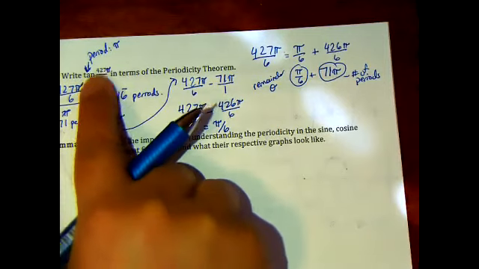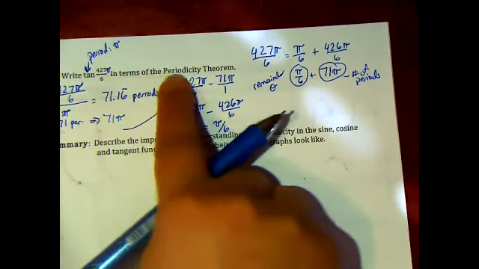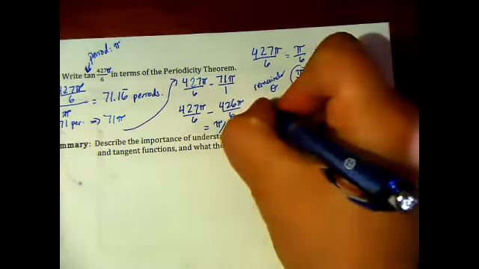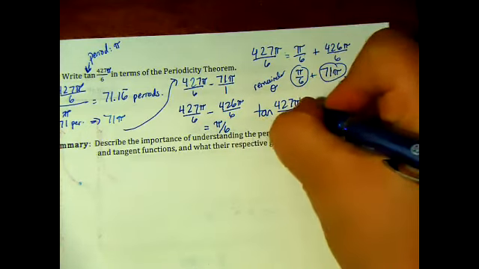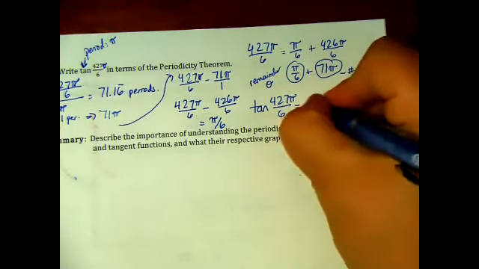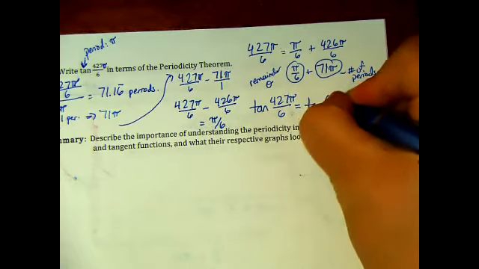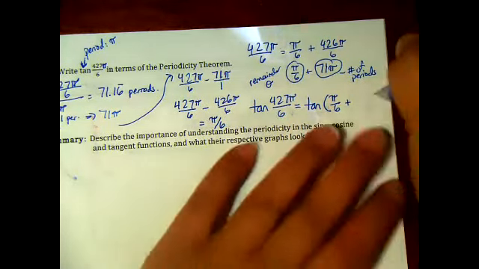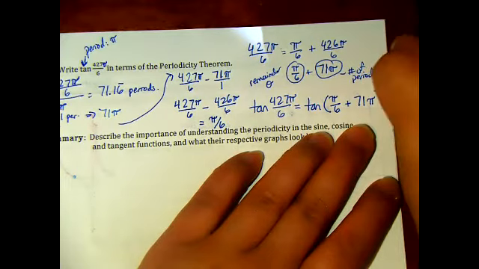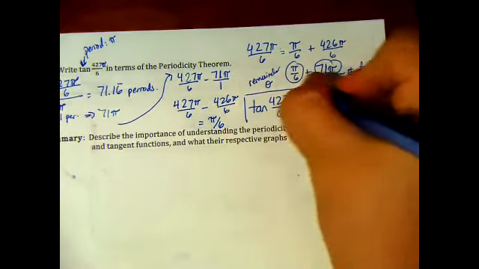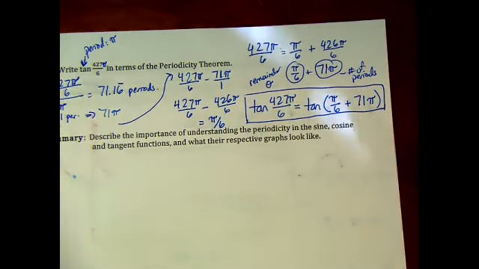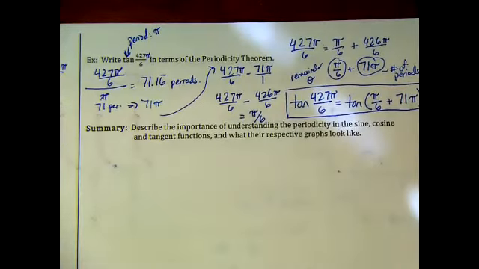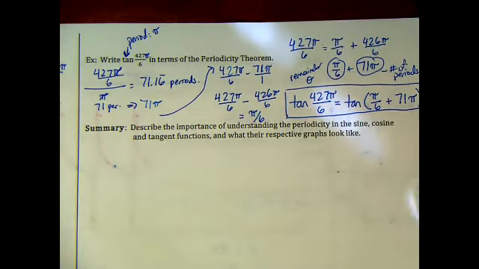So my final result is I want to rewrite tangent of 427 pi over 6 in terms of the periodicity theorem. What that looks like is tangent of 427 pi over 6 is equivalent to tangent of pi over 6 plus 71 pi. There you go.